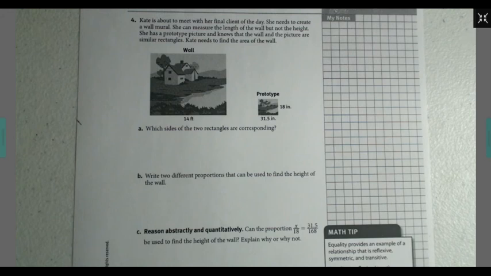Number 4, Kate is about to meet with her final client of the day. She needs to create a wall mural. She can measure the length of the wall, but not the height. She has a prototype picture and knows that the wall and the picture are similar rectangles. Kate needs to find the area of the wall.